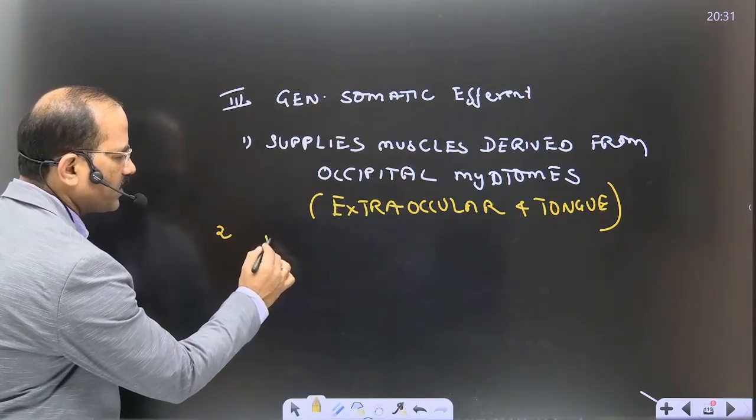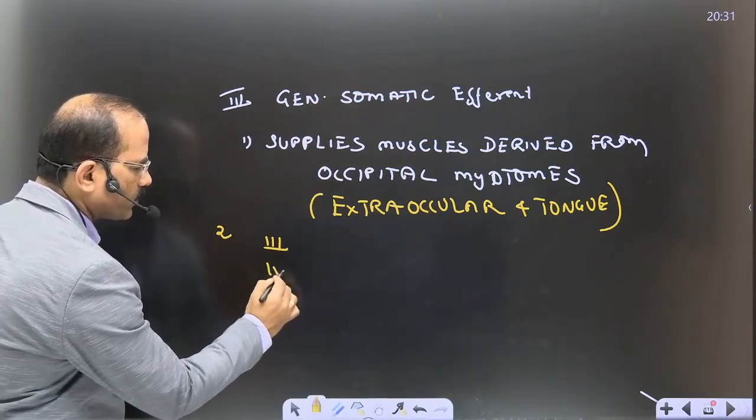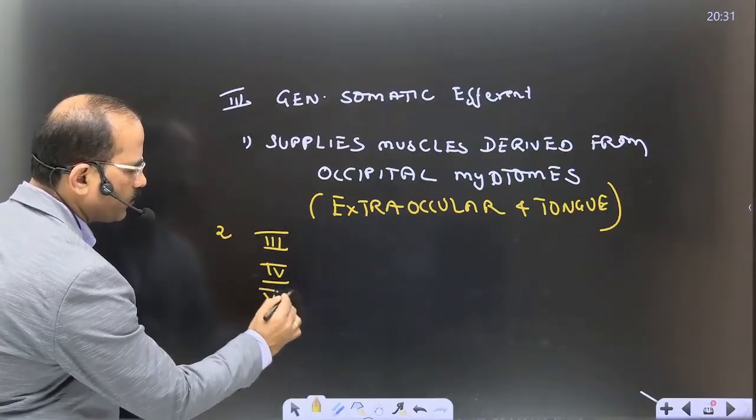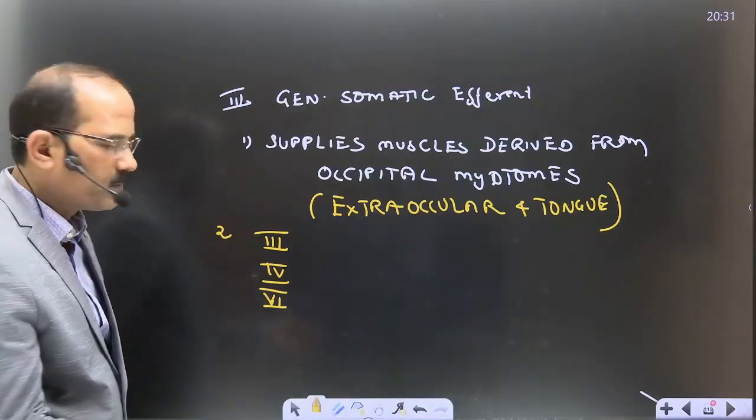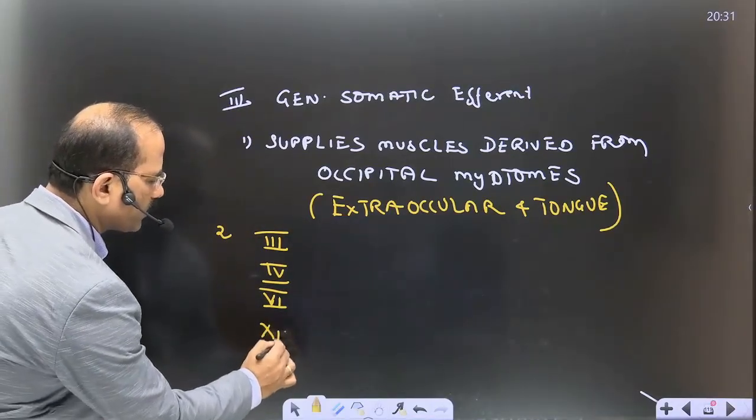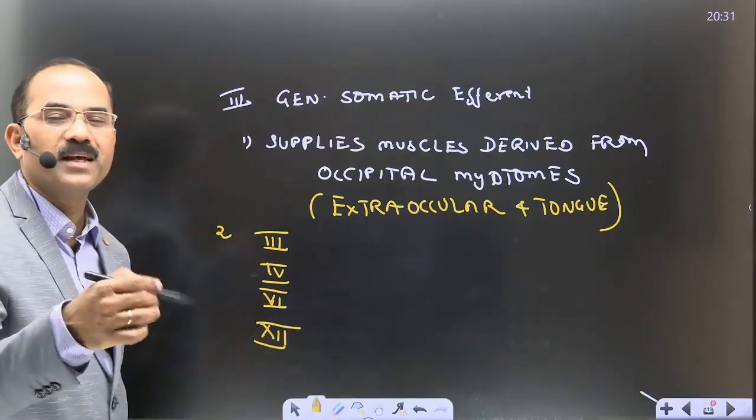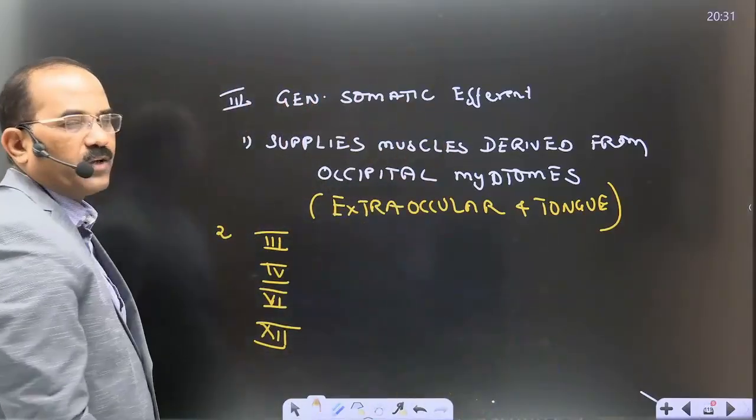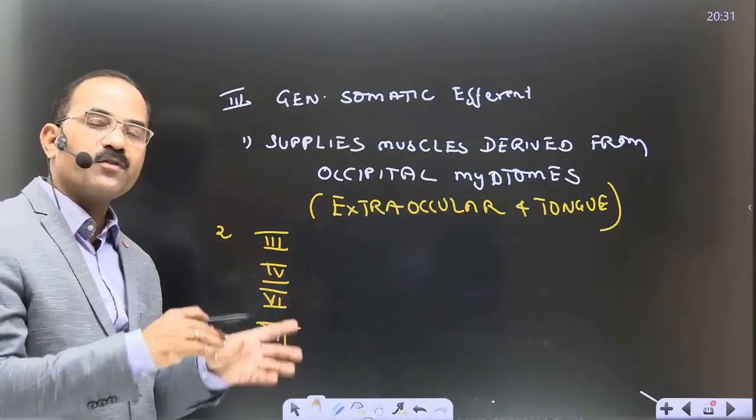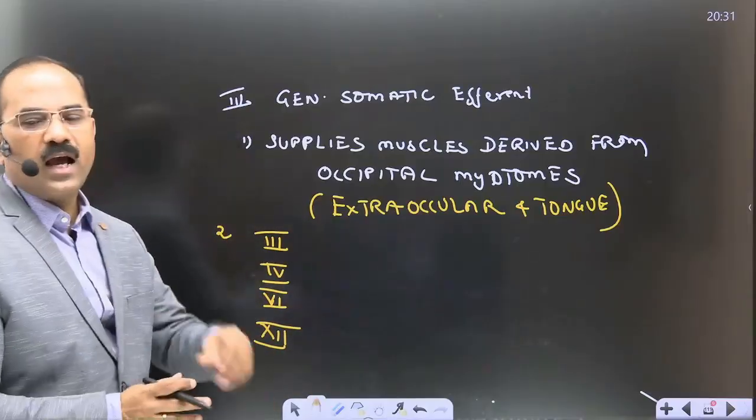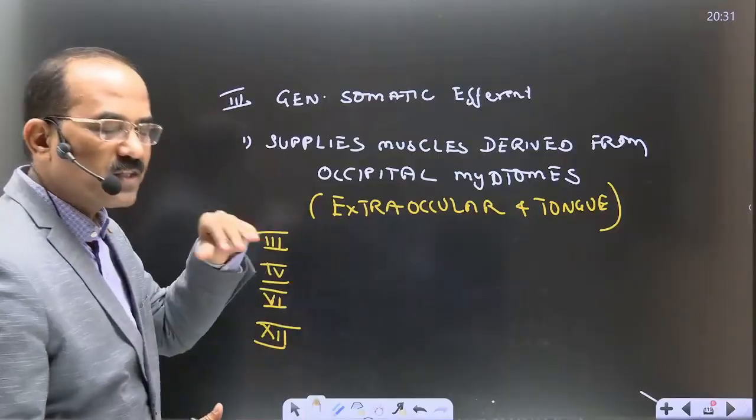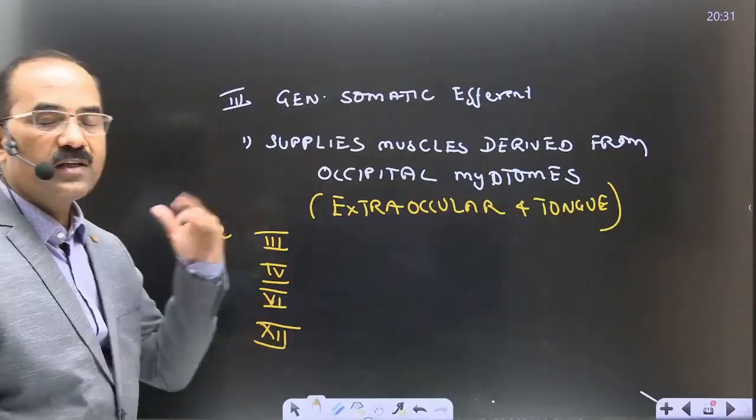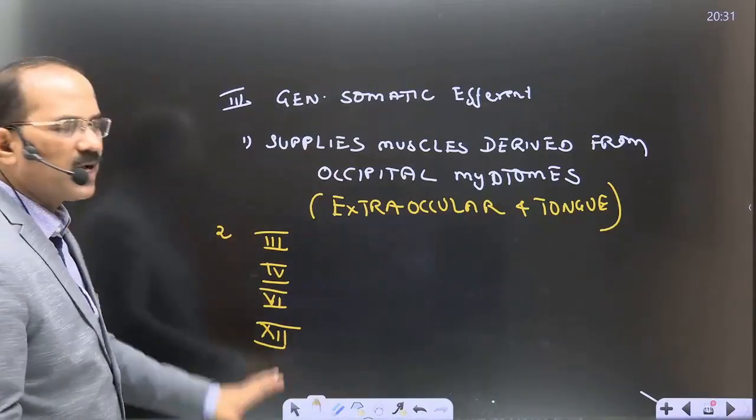It would be present in third, fourth, sixth. These are the nerves which supply the extraocular muscles, and the 12th nerve. This is the nerve which is supplying the tongue. So this component, general somatic efferent, is going to supply the muscles which are derived from occipital myotomes. Which muscles are these? Extraocular and the tongue muscles. So this component would be present in which nerves? 3, 4, 6 and 12th nerve.